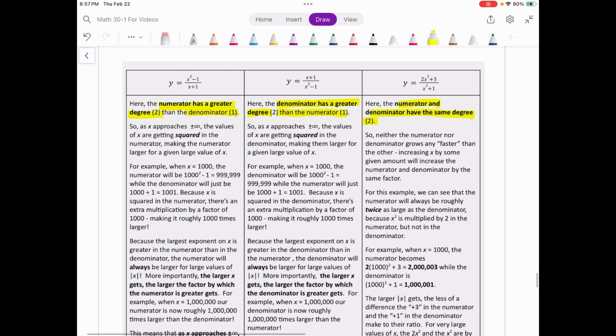Okay? Here, as x goes to infinity, that x is getting squared in our numerator, but it's not in our denominator. As x approaches plus or minus infinity, the values of x are getting squared in the numerator. Well, that's going to make the numerator larger for a given value of x, right? At smaller values of x, this -1 or this +1 might make a difference. But think about when we start getting to 1,000 or 1 billion, right? 1 billion squared minus 1 is still a huge number compared to just 1 billion plus 1, right? 1 billion squared is 1 billion times larger than 1 billion, right? It's 1 billion times 1 billion compared to just 1 billion.